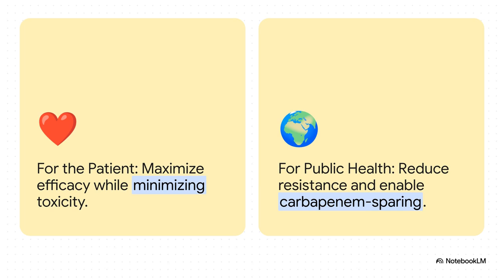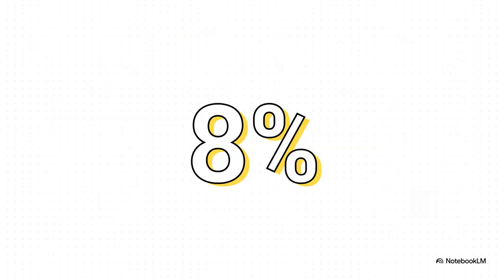But for public health, it's a game changer. By optimizing dosing, we reduce the selective pressure that fuels antibiotic resistance. It's a critical strategy for sparing our big gun antibiotics, like carbapenems. And make no mistake, the need for this kind of stewardship is here and now. Look at this data from the Netherlands back in 2017. 8% of E. coli bloodstream infections were already caused by highly resistant microorganisms. This isn't some far-off threat. It is a clear and present danger that requires us to be much smarter about how we use the antibiotics we have left.